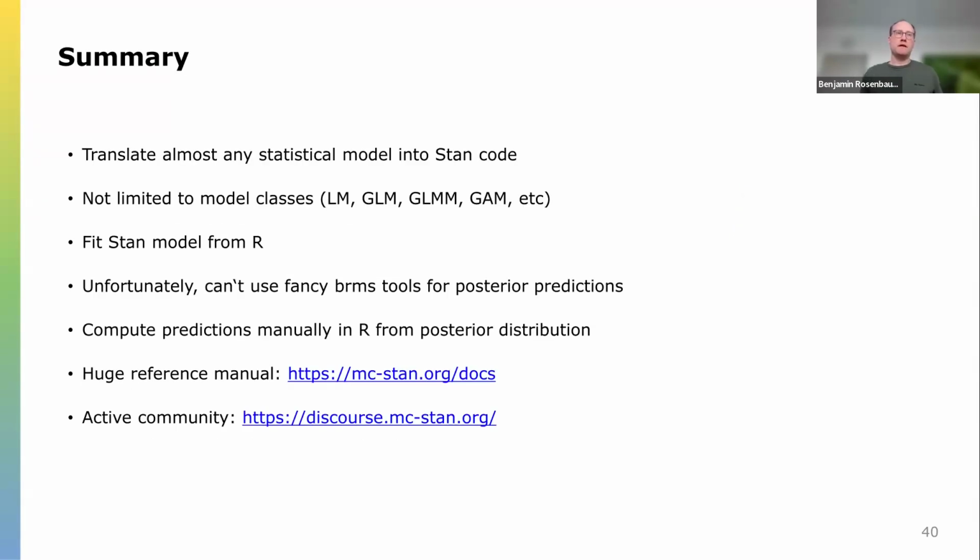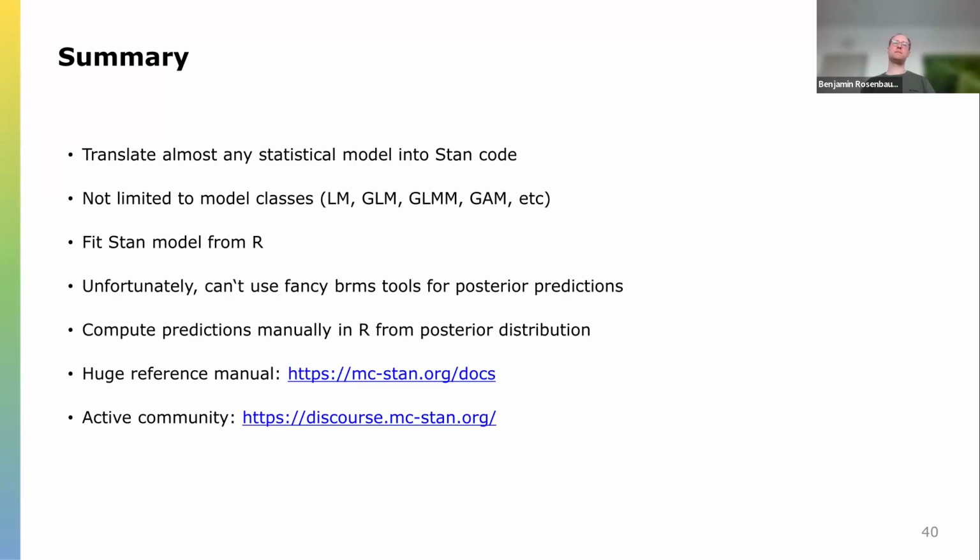BRMS can translate a lot of models into Stan code, but if you write it yourself, you can translate almost all statistical models into Stan code. So it's not limited to the classical model classes. I personally use it for nonlinear models a lot. It can all be done in R.